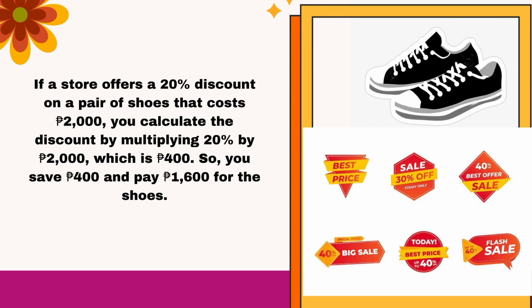If a store offers a 20% discount on a pair of shoes that cost 2,000 pesos, you calculate the discount by multiplying 20% by 2,000 pesos, which is 400 pesos. So, you save 400 pesos and pay 1,600 pesos for the shoes.